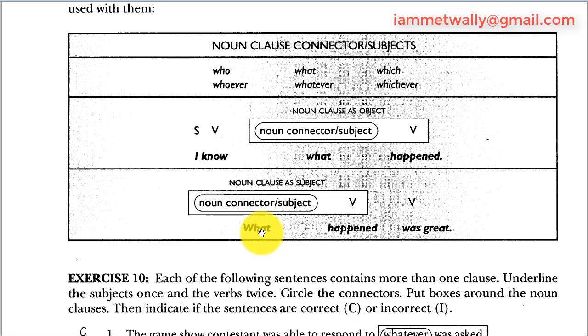Or the second pattern: noun clause, verb, and the verb. For example, what happened was great. What is a connector, and works also as a subject of the verb happened. Was is a verb, and this one needs a subject. The noun clause what happened all together functions as the subject of the verb was.